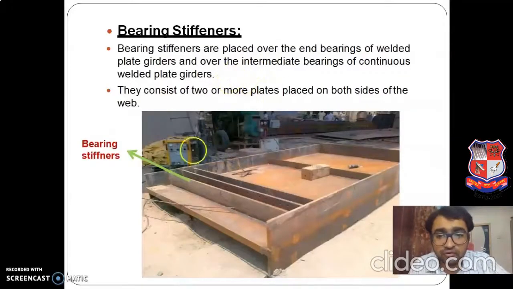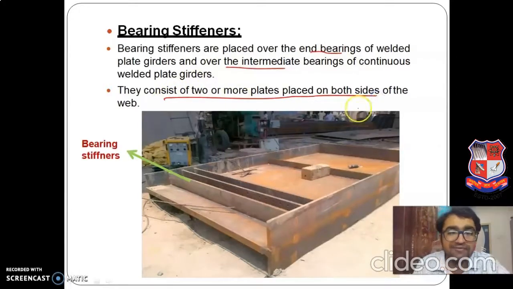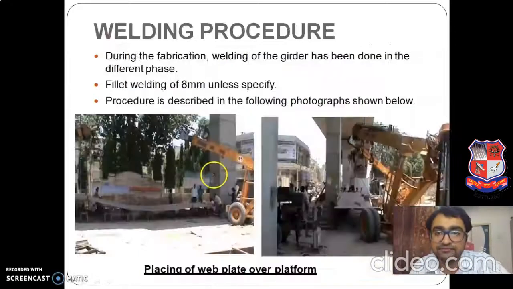Bearing stiffeners are provided over the end bearing of welded plate girders and over the intermediate bearing of continuous plate girders. They consist of two or more plates placed on both sides of the web. See, two or more plates are connected on both sides of the web. These are known as bearing stiffeners. Bearing means it bears the load. That's why it is known as the bearing stiffener.